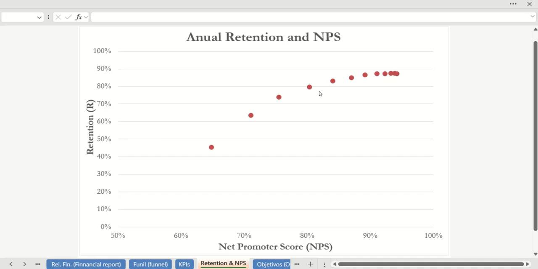Here you can check the relation between NPS and retention. As you can see, in the months where I have a higher level of NPS, the retention rate is higher, but it's not increasing beyond the level of 90. And here I'm assuming a yearly retention rate. So I'm forecasting the relation considering one year, not a month.